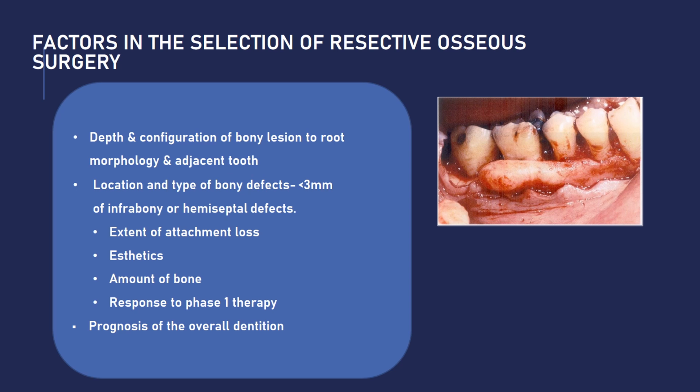Factors in the selection of resective osseous surgery: depth and configuration of the bony lesion in relation to root morphology and adjacent tooth, and location and type of bony defects. It should be less than 3 mm of intrabony or hemiseptal defects. There is also extent of attachment loss, aesthetics, amount of bone, response to phase 1 therapy, and prognosis of the overall condition. These are all the factors that should be kept in mind before selecting resective osseous surgery.